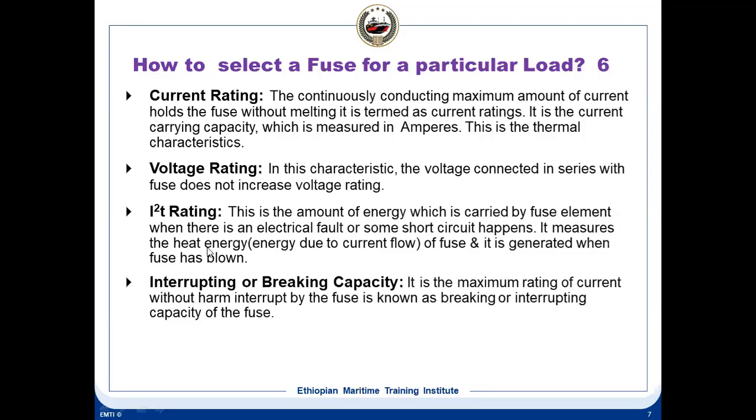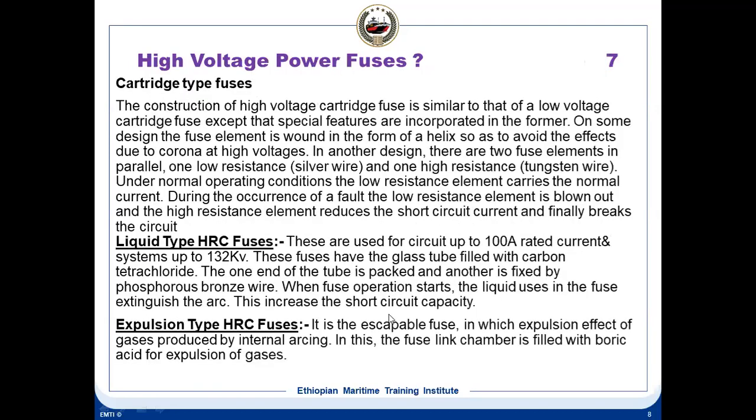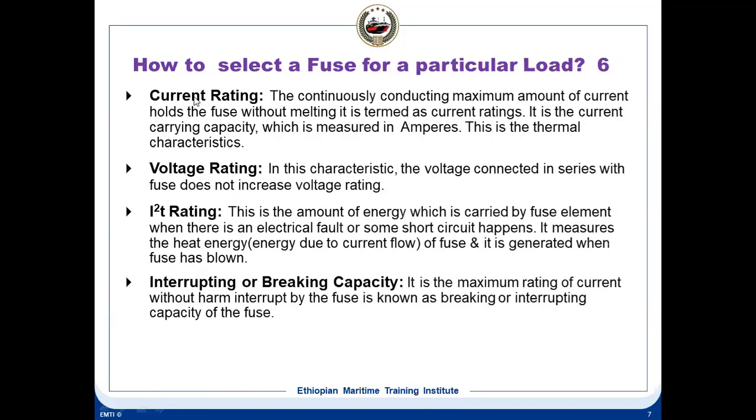Then breaking capacity. It can be a short circuit breaking capacity also. It is the maximum rating of the current the fuse can interrupt without harm, and is known as the breaking capacity of the fuse. So these are the basic fuse ratings. Mainly you must see the current rating and voltage rating. This is very important. The I squared T and the breaking capacity will anyway come in the current rating. And the size of the fuse, what type of fuse, what type of material it is. This is also important when you replace the fuse.